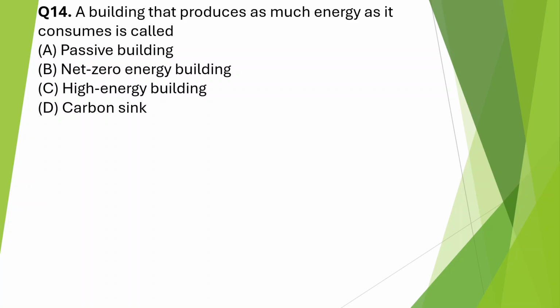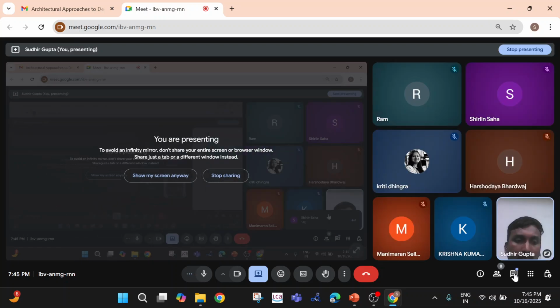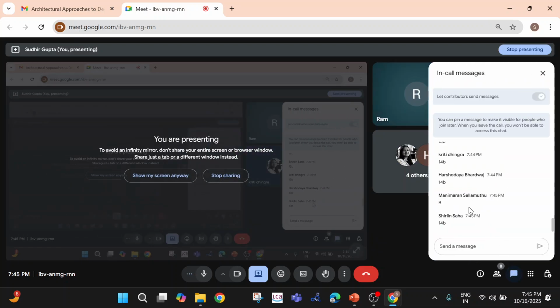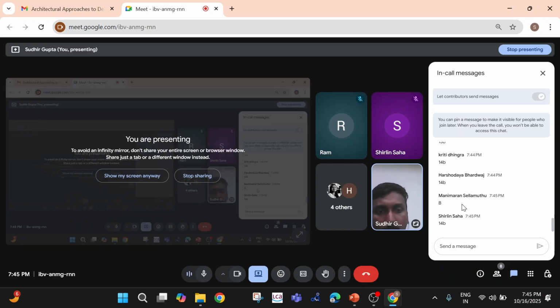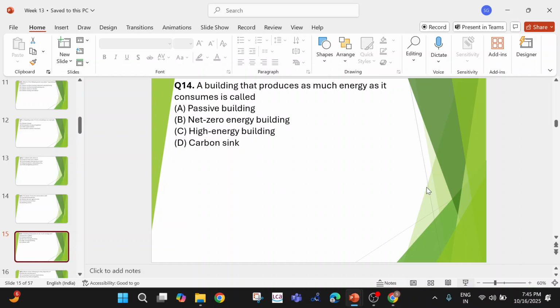Carbon sink cannot be the answer. Only three options are there, which are talking about the high energy building, zero energy building, or passive building. Anyone? Manimaran has also added his opinion for this question number 14. Yeah, so all of you have answered within 1 minute, and all of you have voted for option B, that is the correct answer.